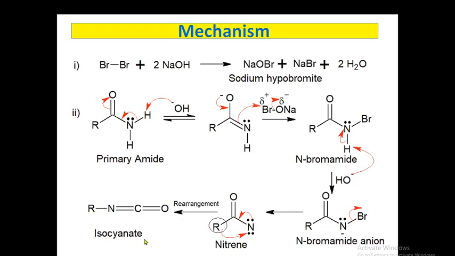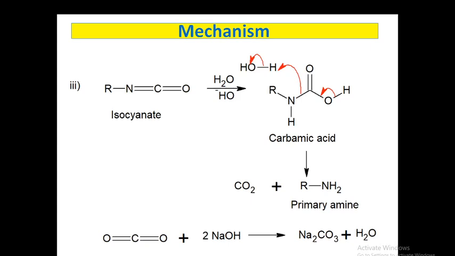This isocyanate is further hydrolyzed to form a carbamic acid, and this carbamic acid further undergoes decarboxylation. This decarboxylation takes place, and this picks up the proton here from the solvent to form the desired amine. Here we are getting the primary amine with elimination of carbon dioxide, and that carbon dioxide on reaction with base forms sodium carbonate plus water. So this is the mechanism of the Hofmann bromamide reaction.